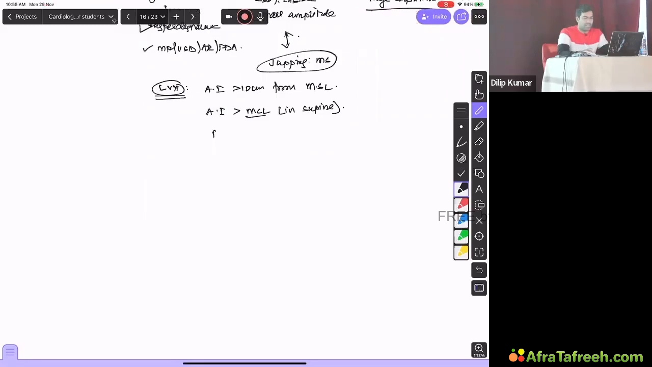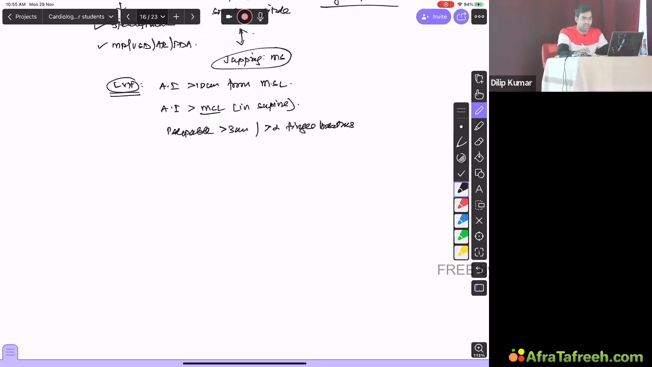If the apical impulse is palpable, what is the normal area I said? 2.5 to 3 centimeters. So if it's palpable beyond 3 centimeters, or more than or equal to 2 finger breadths, or in more than one intercostal space, all these things will tell you that the patient has LVH. Just by palpating the apical impulse, you will be able to say.